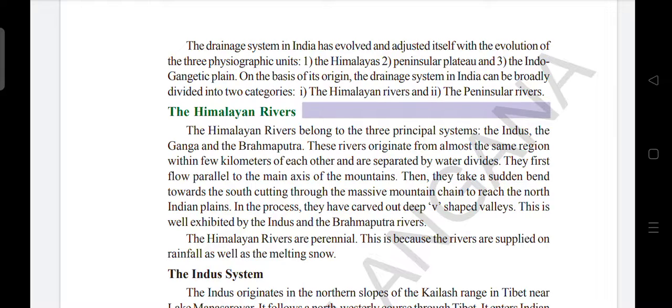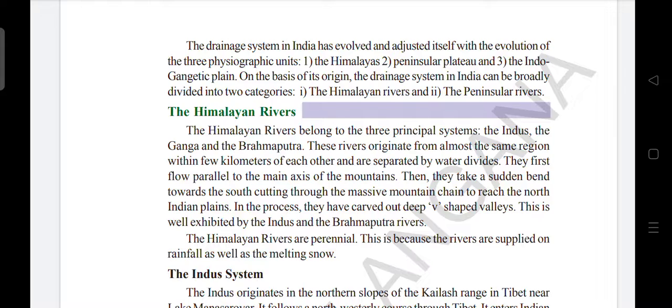After reaching the mountains, they take a sudden bend towards the south, cutting through the massive mountain chain, and they reach the North Indian plains. So, in this process, they have carved out deep V-shaped valleys. About V-shaped valleys, we have discussed clearly in your ninth class. This is well exhibited by the Indus and the Brahmaputra rivers.